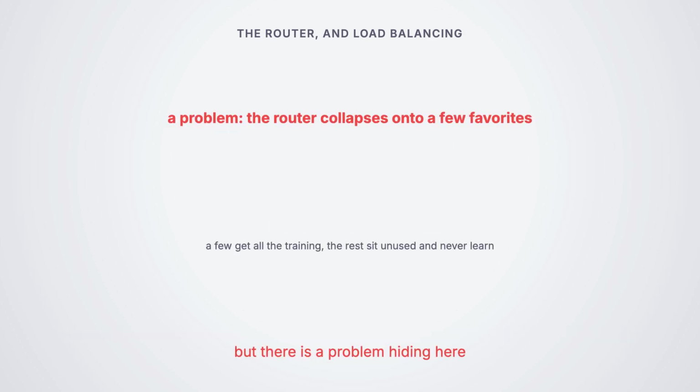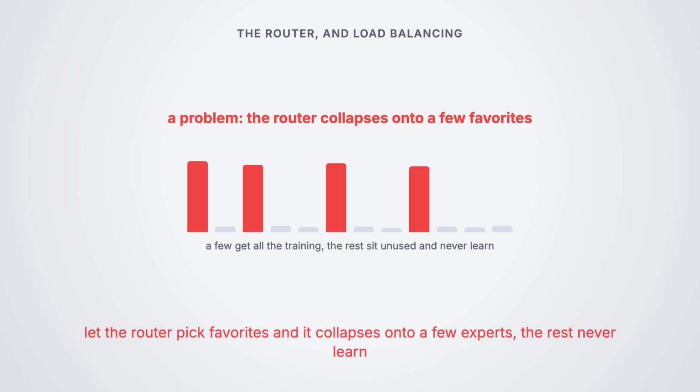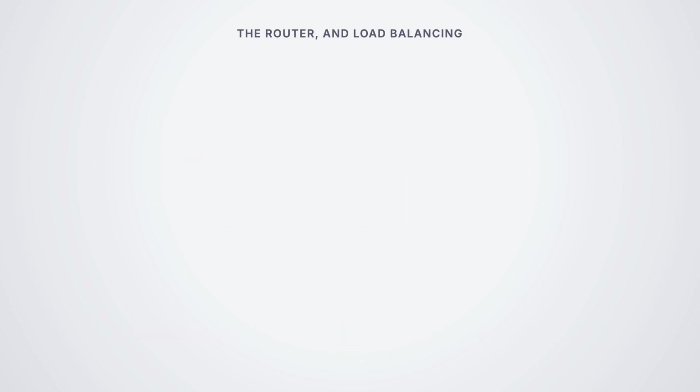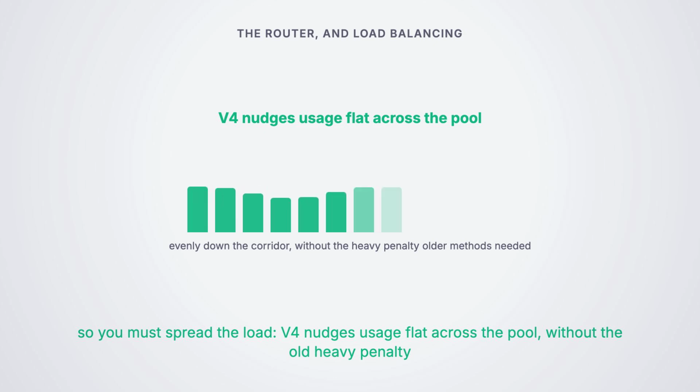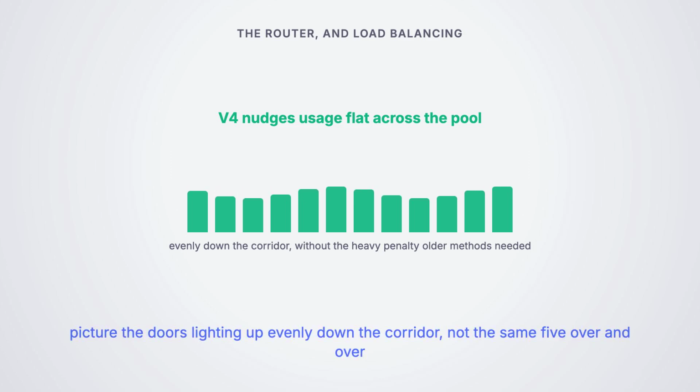But there is a problem hiding here. Let the router freely pick favorites and it collapses onto a few experts, which get all the training while the rest sit unused and never learn. So you must spread the load. V4 uses a balancing strategy that nudges usage flat across the pool, without the heavy penalty older methods needed. Picture the doors lighting up evenly down the corridor, not the same 5 over and over.